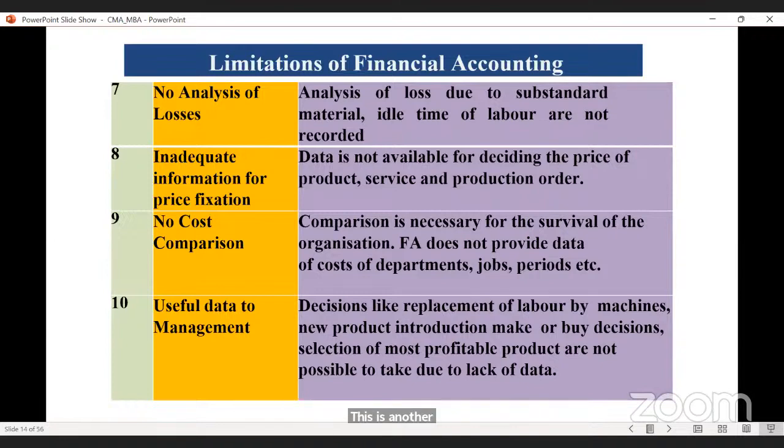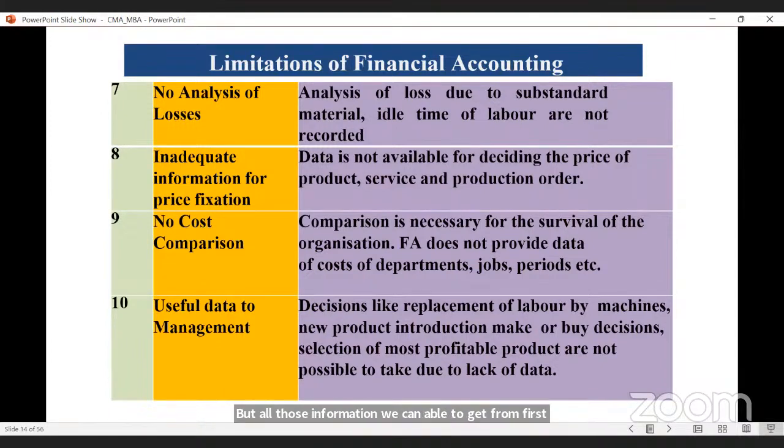Again, no analysis of losses. Whenever any loss is there, with the help of financial accounting, we are not analyzing those losses. So analysis of loss due to substandard material and idle time of labor are not recorded. Let's say laborers are sitting within the factory, because of that, loss will be there. And whenever we are using some substandard material, because of that, loss will be there. So no analysis of loss is reported under financial accounting. But all those information we can get from cost accounting.